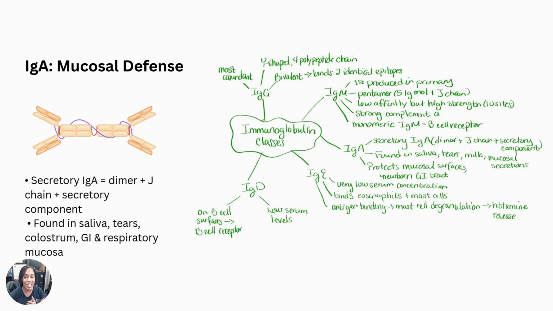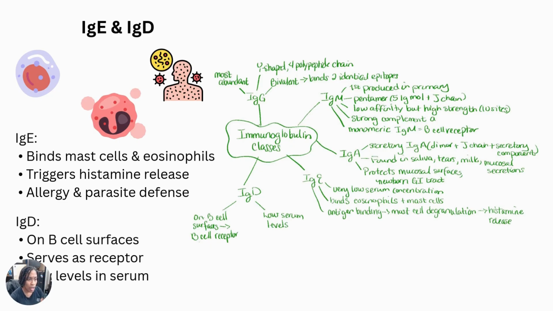All right, IgE and IgD also play specialized roles, and we're going to cover these. Now, IgE binds to mast cells and eosinophils. It triggers histamine release and allergy and parasitic defenses. Then we have IgD, which is on the surface of B cells and serves as receptor and has low levels. There are low levels in the serum. So those are your immunoglobulins that you can write on your micro mind map.